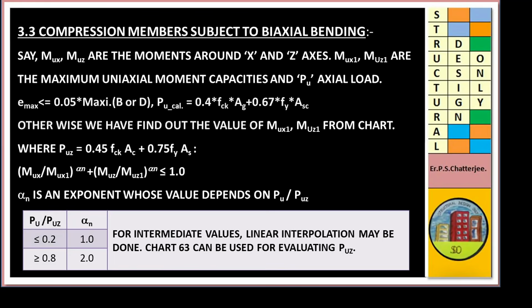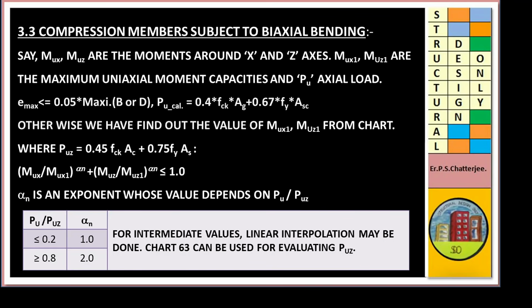Compression member subject to biaxial bending. Say MUX and MUZ are the moments around X and Z axis. MUX1 and MUZ1 are the maximum uniaxial moment capacity. PU axial load. Once again, if Emax is less than or equal to 0.05 maximum of B or D, then PU calculated is equal to 0.4 into FCK into Ag plus 0.67 Fy into ASC.